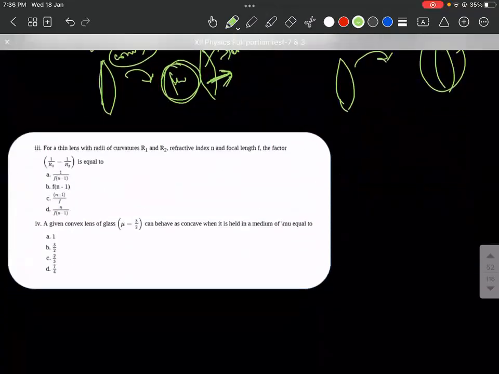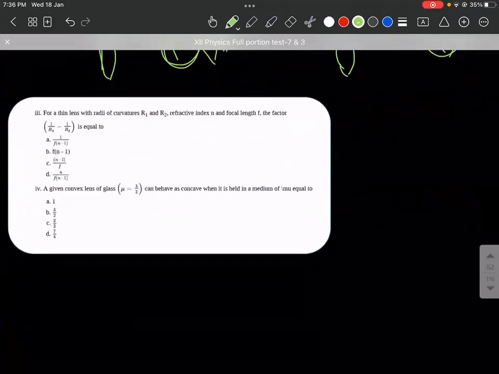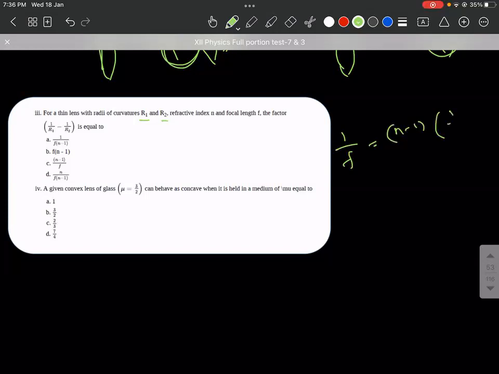For a thin lens with radii of curvature R1 and R2, refractive index N and focal length F, the factor 1 by R1 minus 1 by R2 is... Just rearrange and write it. What will you get? 1 by F is equal to N minus 1 into 1 by R1 minus 1 by R2. About 1 by R1 minus 1 by R2, this will come down to 1 by F into N minus 1. Then answer. Simple.